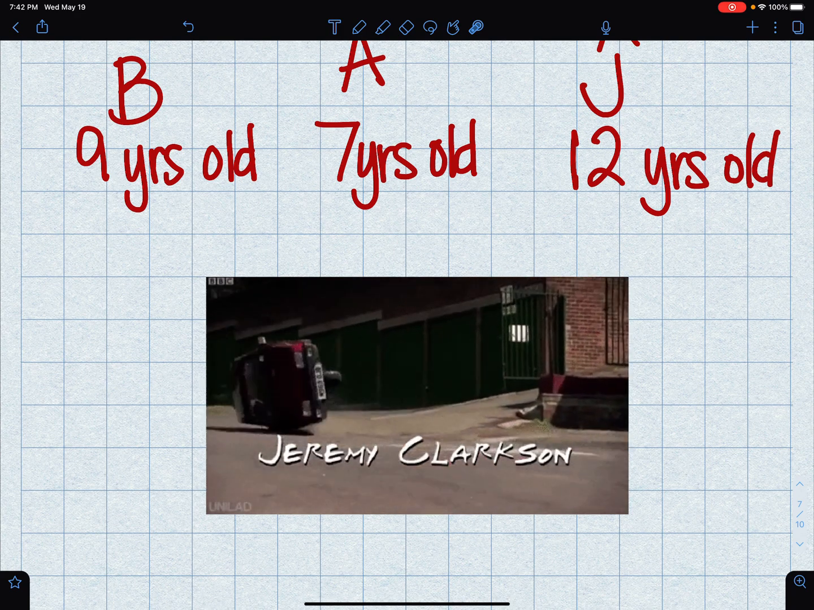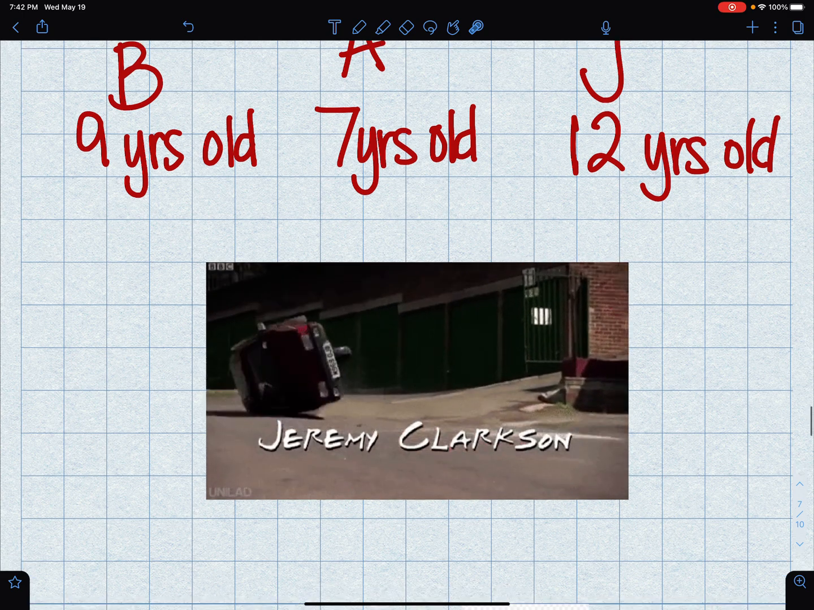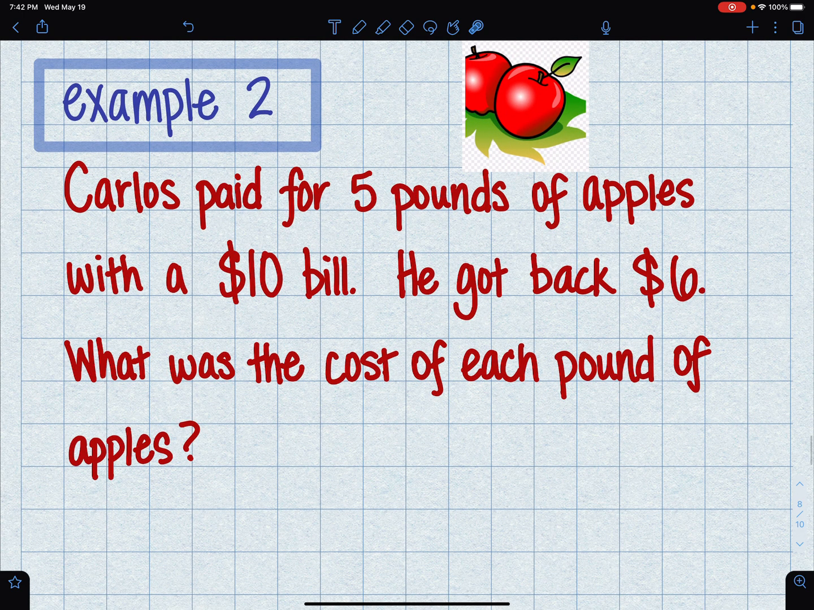Not like driving that car. It looks like Jeremy Clarkson does not have that down. All right, let's do example 2. I think you can put it on now, Zach.